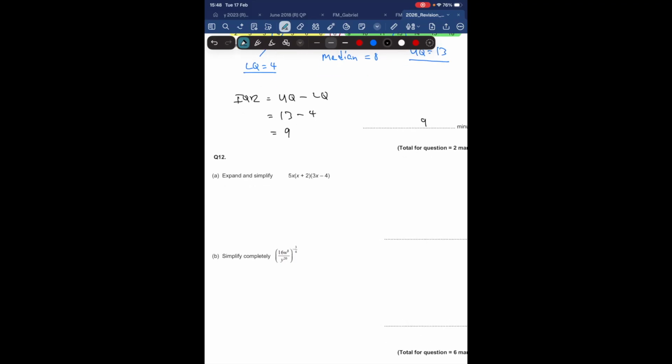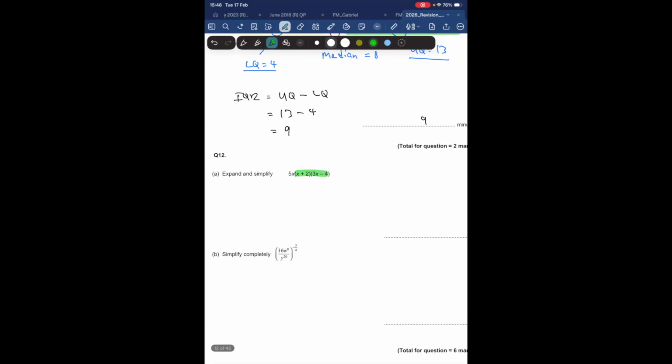In this example, we have a double bracket, x plus 2 times 3x minus 4, being multiplied by 5x. When we expand and simplify this type of expression, we're going to get a cubic equation where we have an x squared term. Now, it's always slightly easier to start with the double bracket, the 2 brackets which are to the far right.